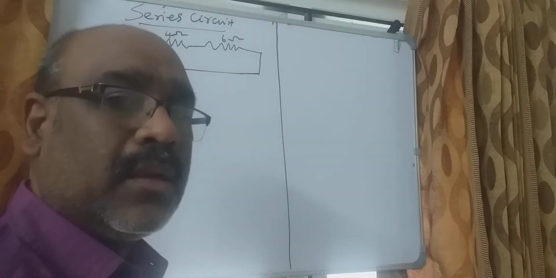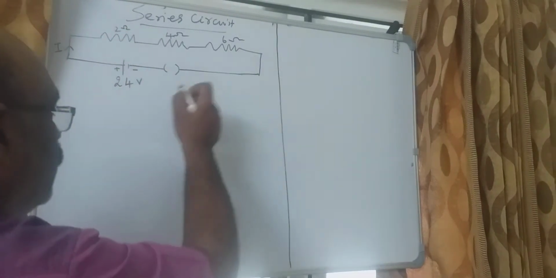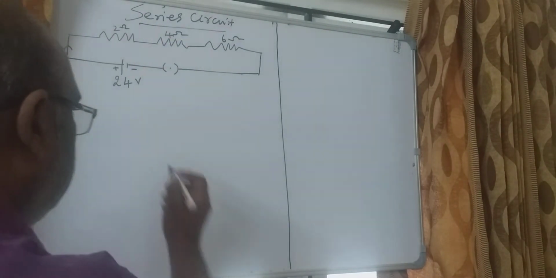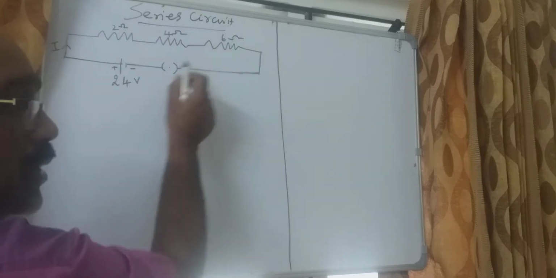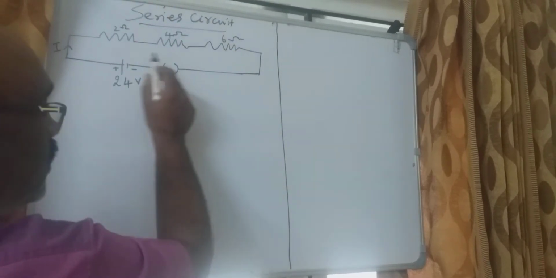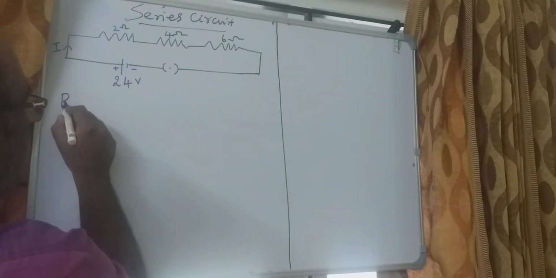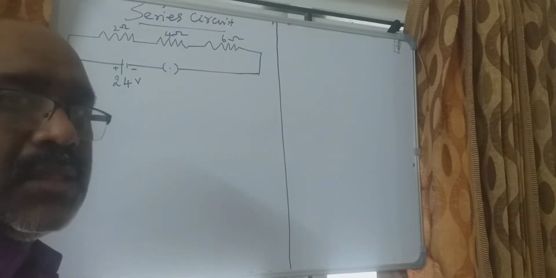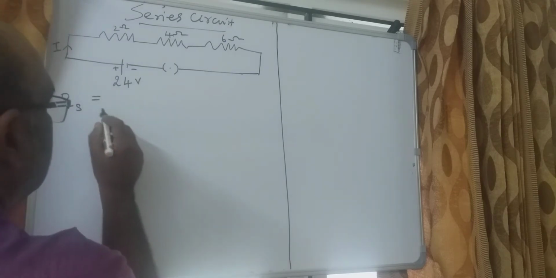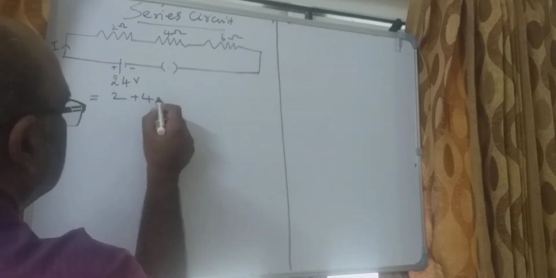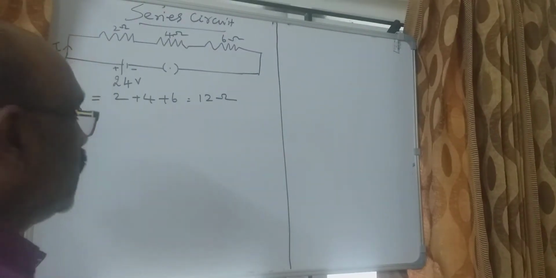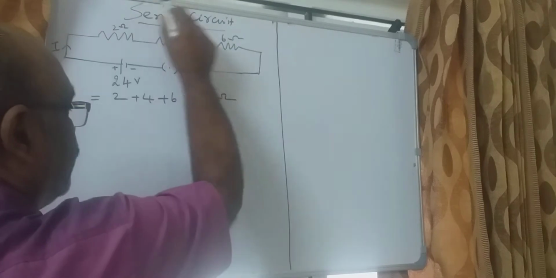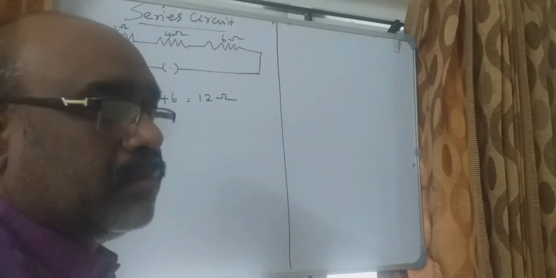Now in this circuit we can calculate the current flowing in the circuit. If we apply the formula for the effective resistance of the series circuit, we know that Rs, the effective resistance of the circuit, is equal to 2 plus 4 plus 6, which is equal to 12 ohm. The total resistance of this series circuit is 12 ohm.